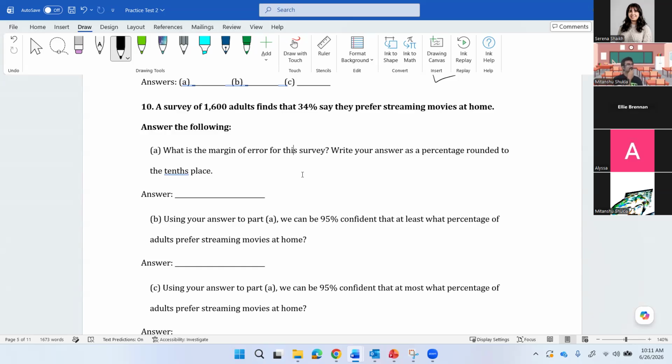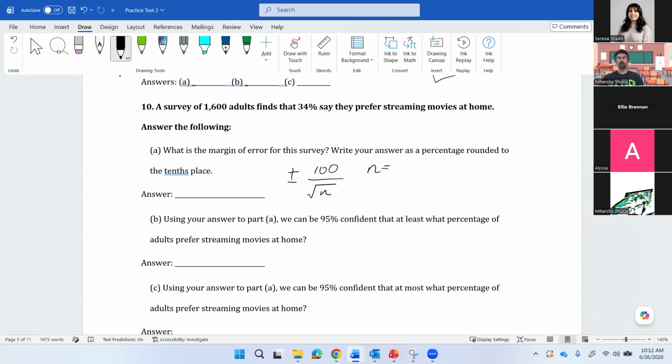Is it something divided by like n or 100? Very good. It's something like that. And it's a plus or minus 100 divided by the square root of n. Where what is n? N is equal to what? What do we think n is? The 1,600 adults. Yes, it is that for us.